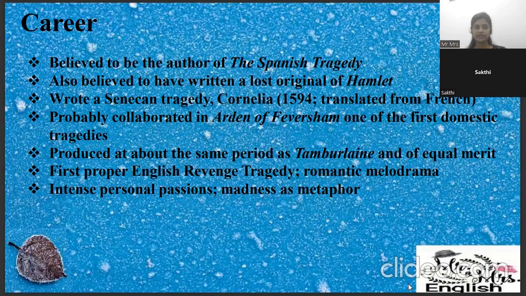And he wrote a Senecan tragedy, Cornelia. This was actually written in French, and in 1594 it got translated from French to English. And then probably he collaborated in Arden of Feversham, one of the domestic tragedies. We don't know that he's the exclusive author of this work, but he collaborated with someone else. So these are the plays attributed to Thomas Kyd, or to his credit, we have this much of plays.